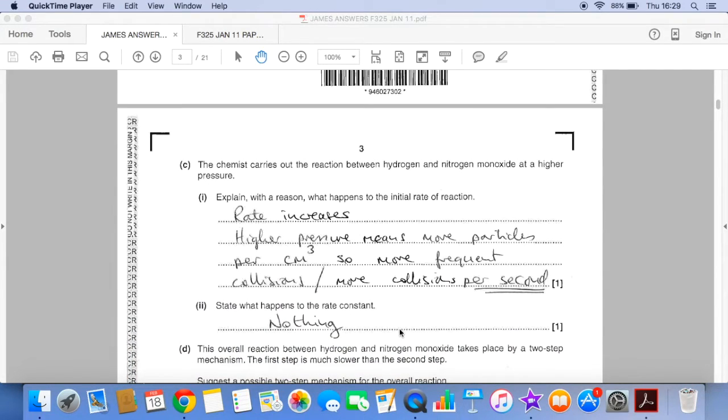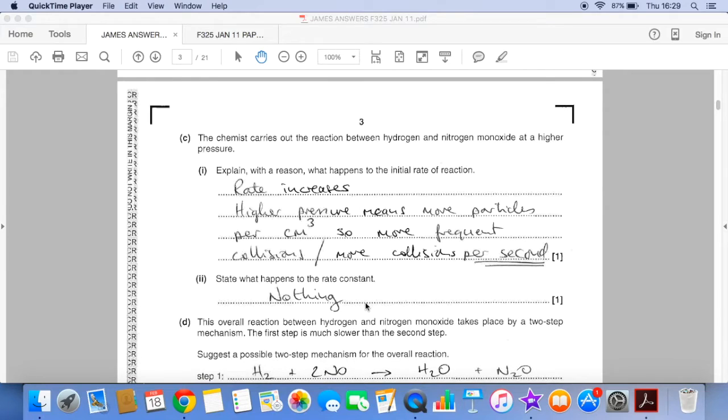Increase in pressure would increase the rate, and it's a straightforward collision theory explanation. Higher pressure means there are more particles per centimetre cubed or per unit volume, so there would be more frequent collisions per second, and I suppose to cover yourself you could always include with energy greater than or equal to the activation energy. What happens to the rate constant? Pressure does not affect the rate constant, it's only temperature that does, so nothing's going to happen.